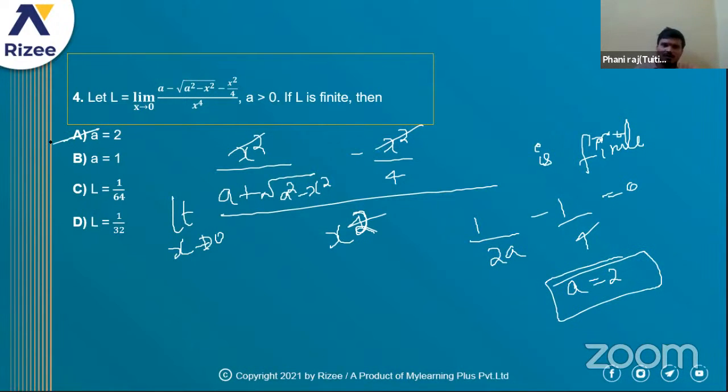Understood? Because you see, if the numerator is something non-zero, some finite number, that finite number by 0, because x tends to 0, 1 by x square is infinity, that will be infinity. But it is finite, which means the numerator must be 0. So a equal to 2. Now it is easy to compute the limit. Okay. So what is that?